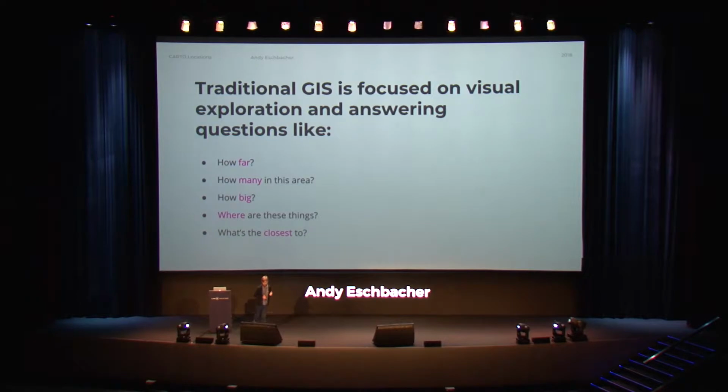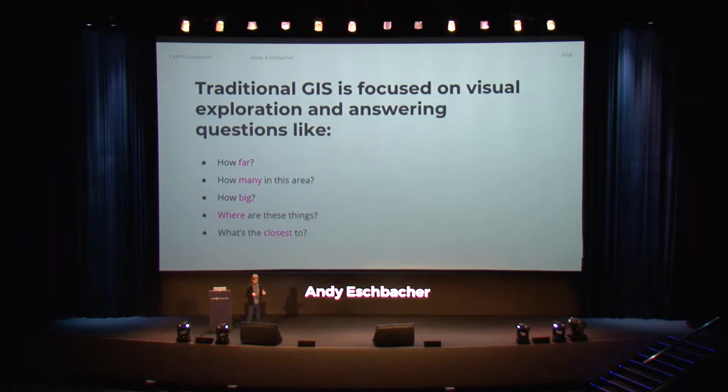GIS is focused on visual exploration and answering questions. Like you can ask, how far? So in PostGIS, we have ST_Distance. It's a binary operation. You have two geometries, and you want to find the distance between those.